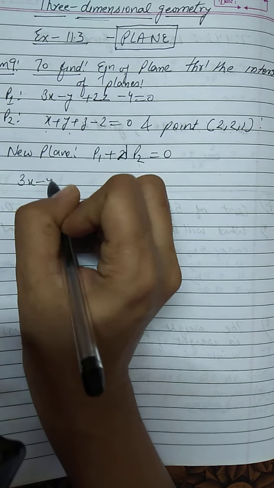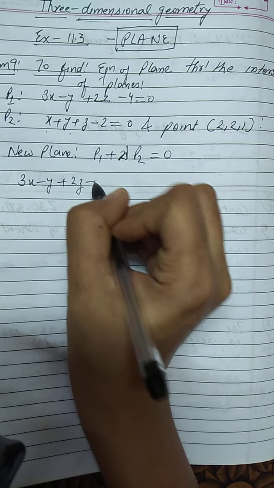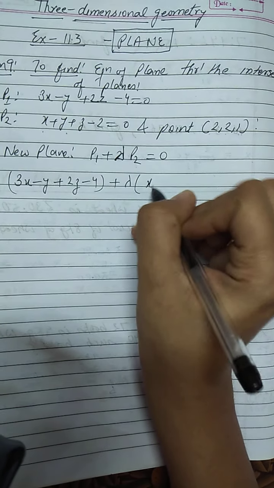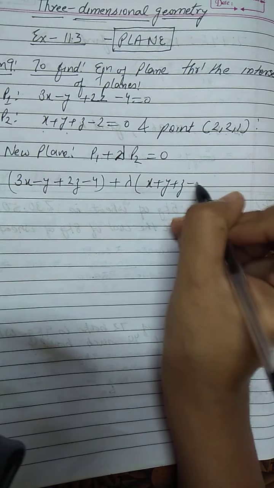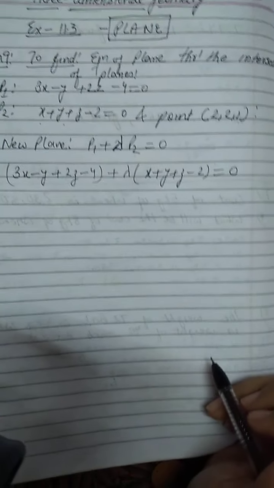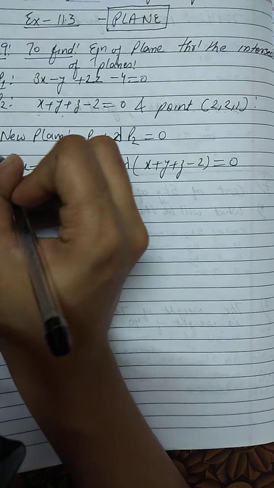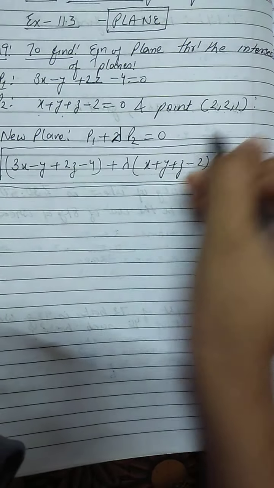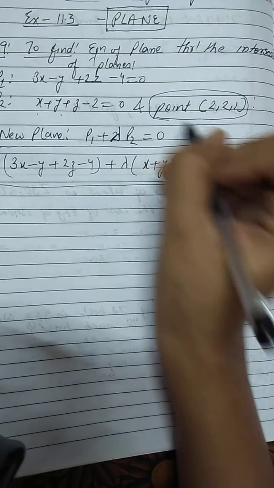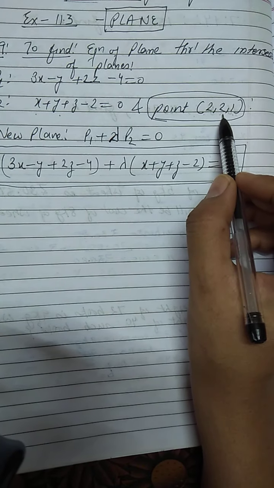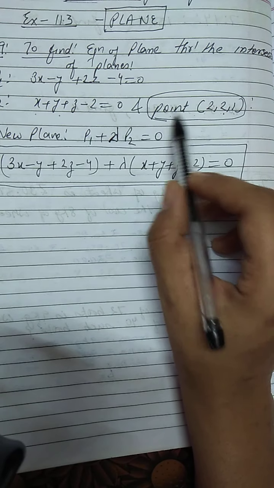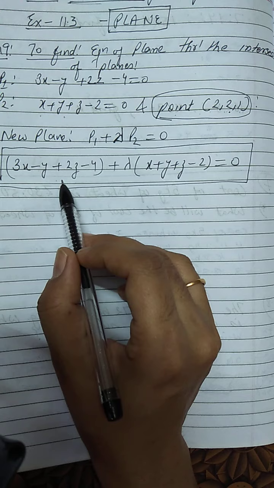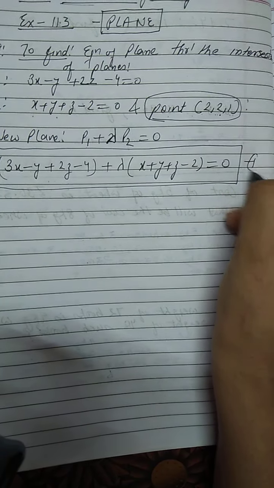It means it will be 3x minus y plus 2z minus 4 plus lambda times second plane, which is x plus y plus z minus 2 equal to 0. Okay, so this is the plane that is passing through the intersection of two planes. Now one condition is given. What is the condition? That the new plane is passing through the point. Now see, if the new plane is passing through this point, that means this point will satisfy the equation of this new plane, if I mark it as 1.